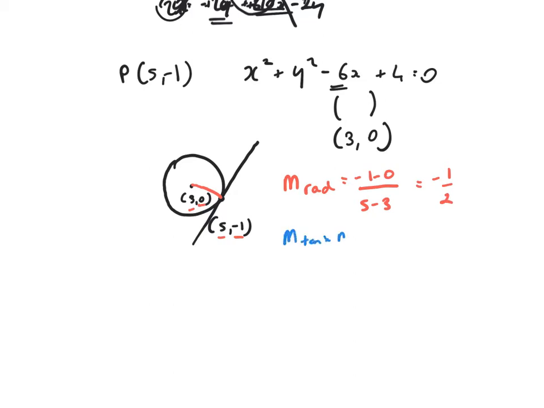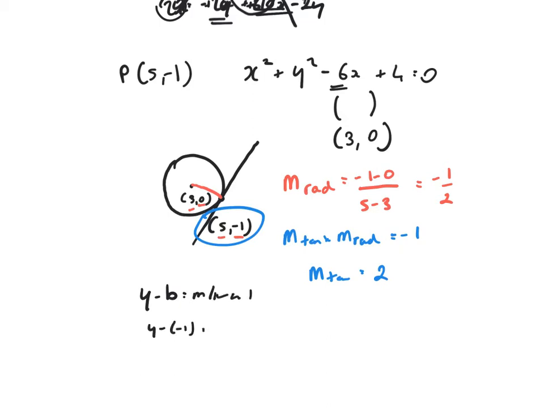m tan × m rad = −1. Flip and invert, and m tan then will be equal to positive 2. There's the point that lies on the line. y − b = m(x − a). y − (−1) = 2(x − 5). That's y + 1 = 2x − 10, and y = 2x − 11.